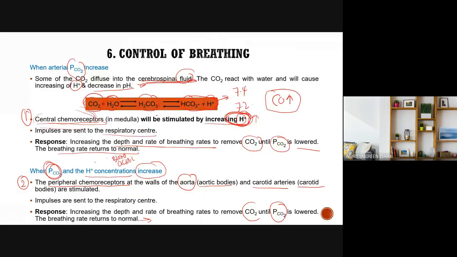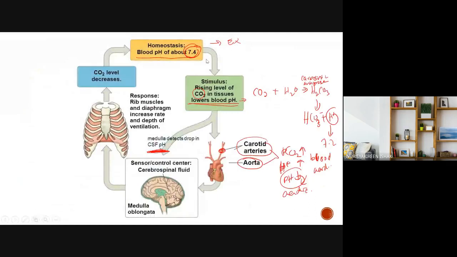Cerebrospinal fluid. Cerebrospinal fluid pH detects drops in the cerebrospinal fluid from this reaction. Cerebrospinal fluid is here. So this is detected in the medulla oblongata.